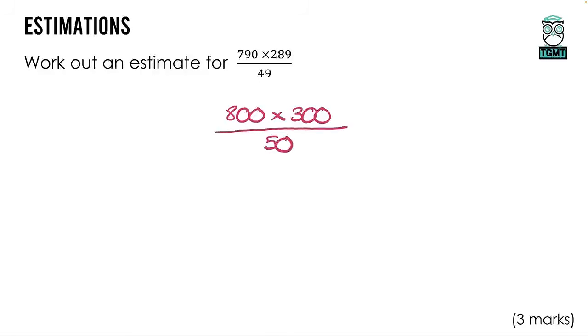Now clearly we need to work this out without a calculator, so we need to do an estimation method, which is just multiplying those first digits. So 8 times 3 would give us 24, and then we're going to add on those 4 zeros that we didn't use, so 1, 2, 3, 4. We need to divide this by 50.